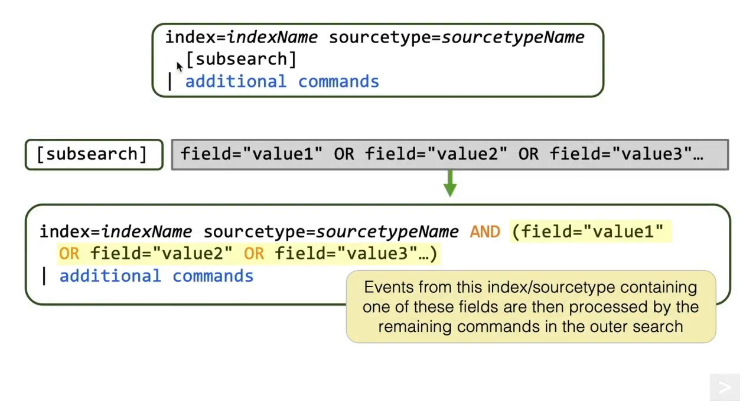In this example here, we can see we have our basic search, followed by a subsearch in square brackets, followed by a set of additional commands. The results of the subsearch will have an or Boolean placed between them, and we will see that search expand into anding the results of that subsearch with those field value pairs separated by or Boolean operators.